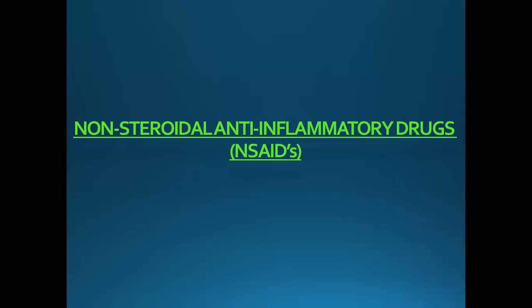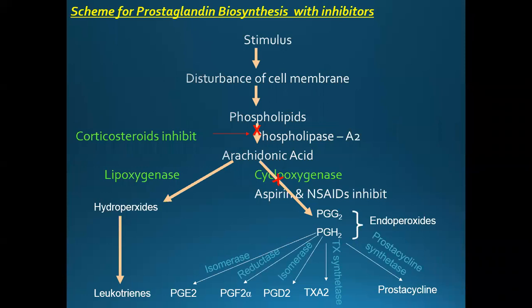Okay, today we are going to discuss non-steroidal anti-inflammatory drugs. Actually, these are the analgesics like paracetamol, ibuprofen, aspirin. All of these are the non-steroidal anti-inflammatory drugs and we call them analgesics. Basically, I should go for this scheme for prostaglandin biosynthesis and with inhibitors. This is a very important flowchart because we deal with analgesic drugs according to this.